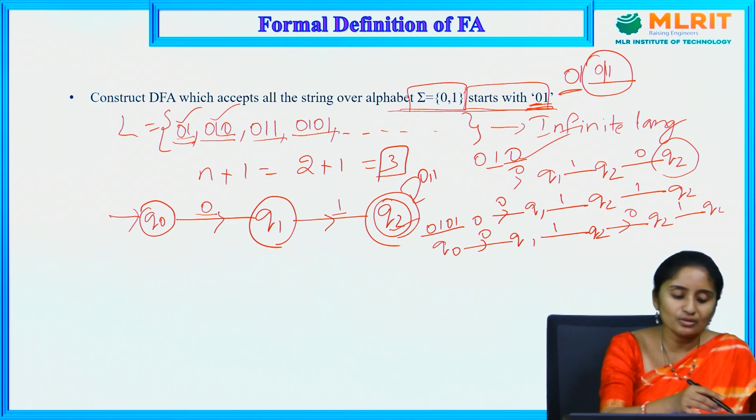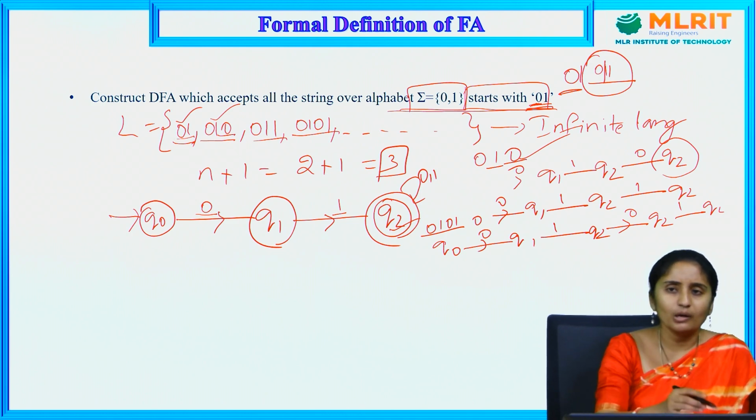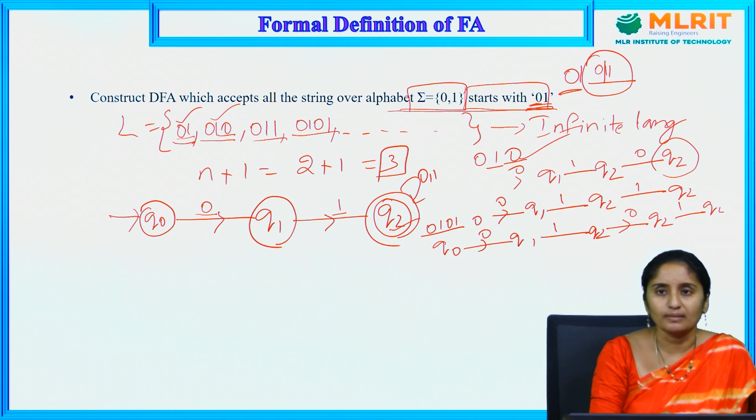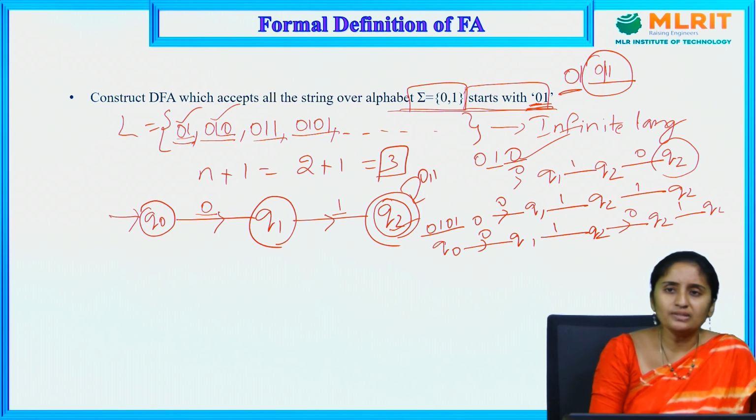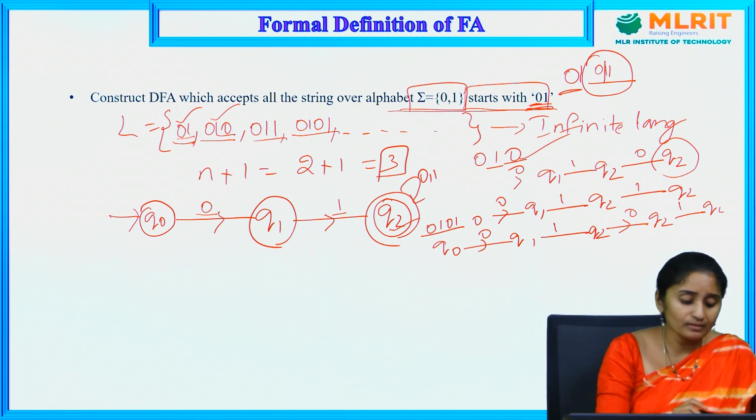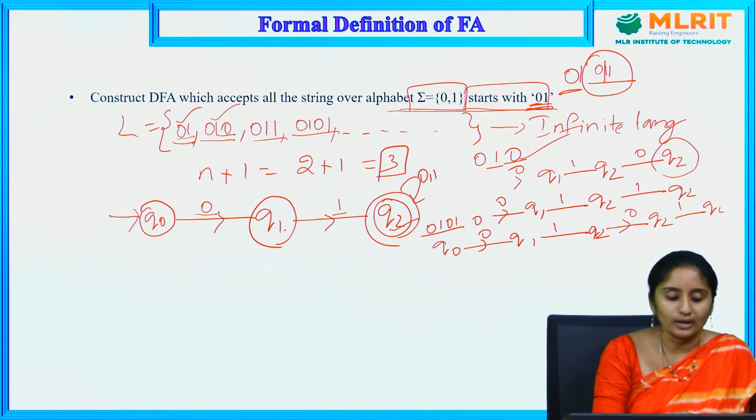So all the strings which we have written are accepted by this diagram. Let me check whether it is satisfying my DFA. It is satisfying? No. Let me check it. Q0 on 0, it is moving to Q1. But Q0 on 1, there is no transition. So it is not satisfying DFA.